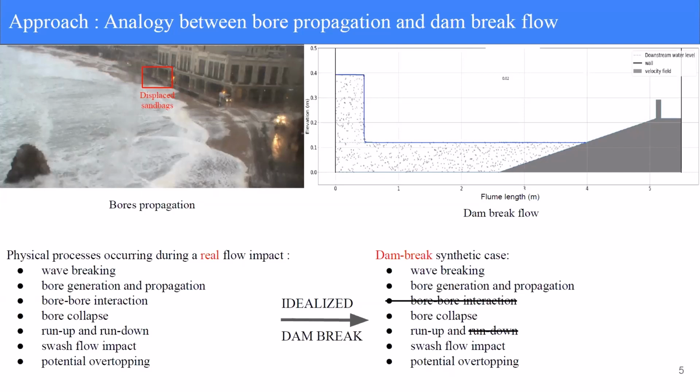So we chose to simplify the problem to a dam break flow because the analogy between the bore propagation, turbulent bore propagation, and the dam break flow over a wedge bottom is widely reported in the literature. And we simulated this mild sloping beach by this slope that you can see here. So this bore will collapse, create a swash flow that will, after impact, then overtop this obstacle.